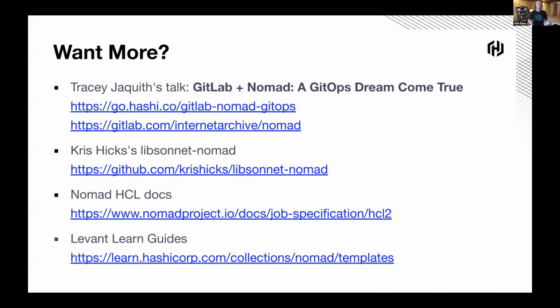So what else is out there? There are a lot of good resources for doing templating. Recently, Tracy Jakewith from the Internet Archive gave a talk on GitLab and Nomad, a Git upstream come true. It's a fabulous talk about how to use Nomad inside of your GitLab CI/CD pipelines. As you might imagine, it uses a ton of templating. I think the setup they previously had at the Internet Archive used Levant, but my understanding is that it's shifted all the way over to HCL2. So go check this talk out.